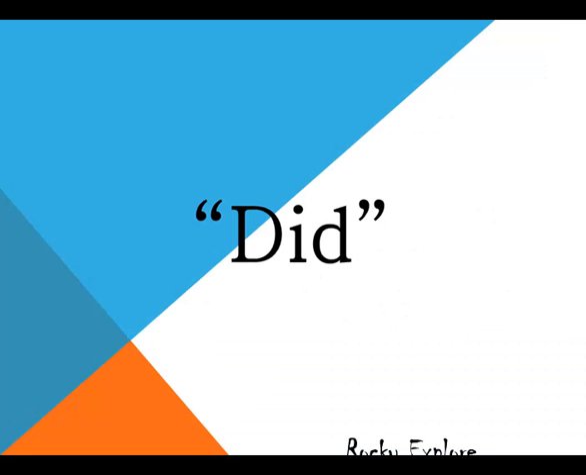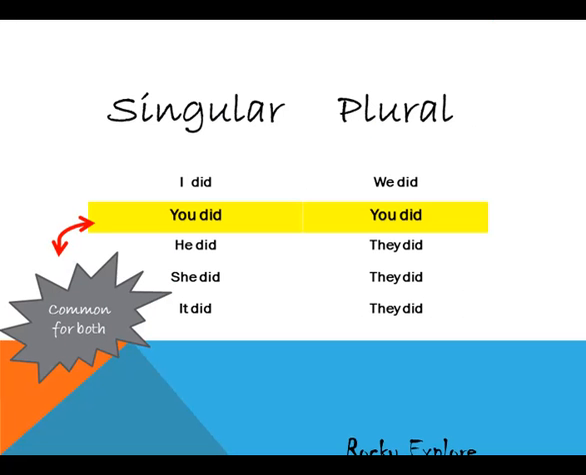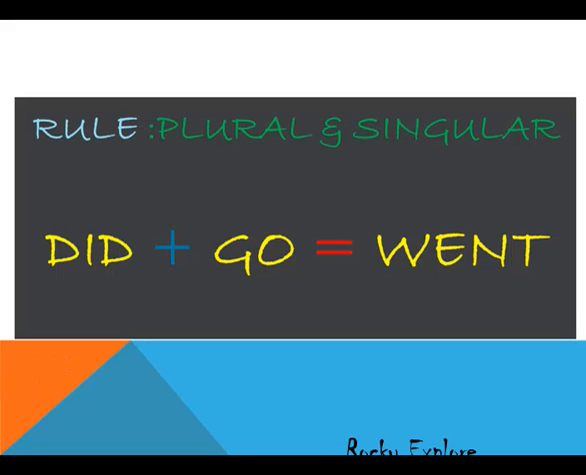Then it is about did. In singular and plural form, both, you can use only did. There is no difference, no exception. It is did with whatever the singular or plural form. The rule, the formula, for both plural and singular forms of these nouns or subjects is like this.